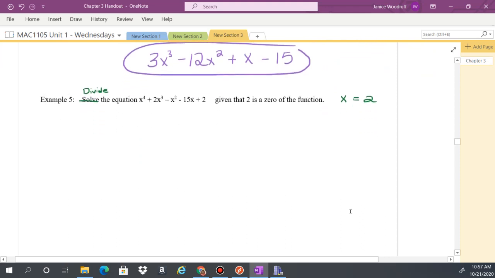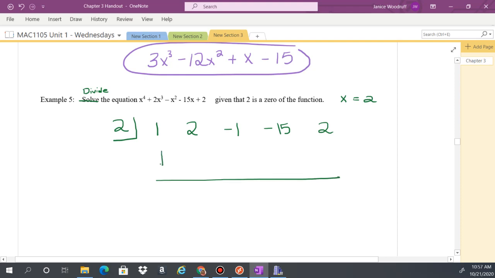Do we have any missing zeros here? Or any x's that are missing? No. All right, so let's line this up. You've got a 1 x to the 4th, 2x cubed, negative 1x squared, negative 15x, and a positive 2. Inside your division pants, just a positive 2.